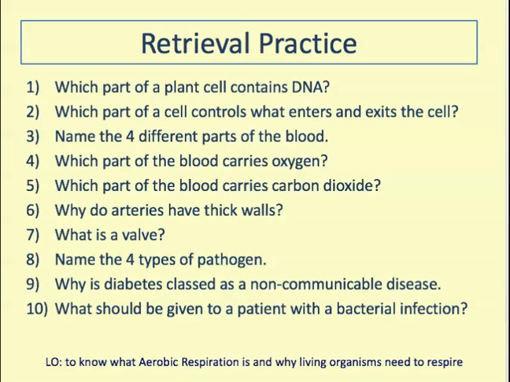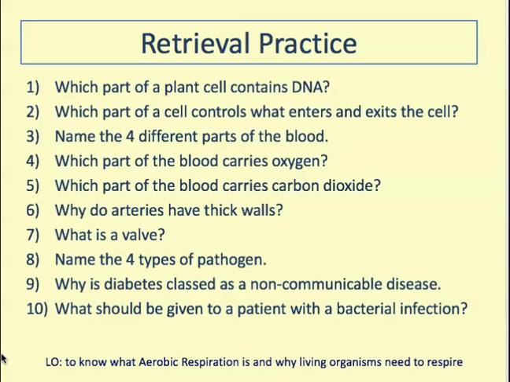Number 6, arteries have thick walls because they have to withstand high pressure blood. Number 7, a valve is a part of a vein, or they are found in the heart and they stop the backflow of blood. Number 8, the 4 types of pathogen are protist, bacteria, virus and fungus. Number 9, diabetes is classed as a non-communicable disease because it is not spread from organism to organism by pathogens, so it can't be passed on. Number 10, what should be given to a patient with a bacterial infection? That would be an antibiotic. If you missed any of those, just go back a little bit in the screencast, but they are the 10 answers.